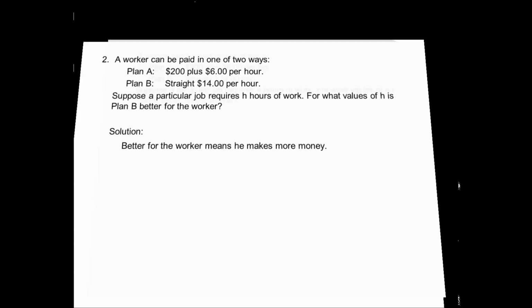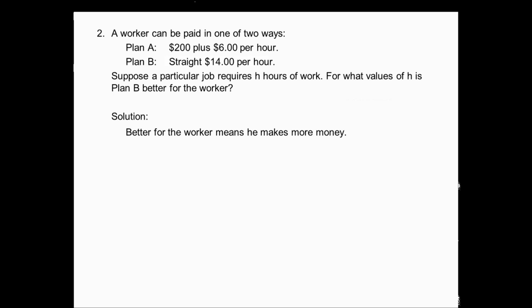Okay, now to be better for the worker means he's actually going to make more money. So better for the worker, again, means he makes more money. That means we need Plan B greater than Plan A. Okay, now if he wanted to know for what values is Plan A better, it would be the other way around. Plan A greater than Plan B. Now Plan B, $14 per hour, he works for H hours. That's 14H. Plan A, $200 plus $6 per hour, that's 200 plus 6H. There's your inequality.